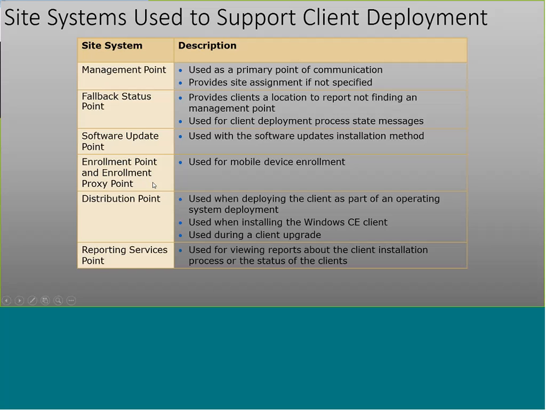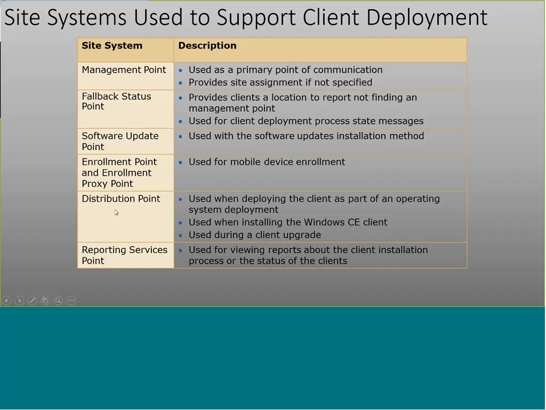Enrollment point and enrollment proxy point are used for mobile device enrollment. Really, guys, if you are enthusiastic, go for something: try to discover your mobile device on SCCM. That would be cool. Anyway, the distribution point is used when deploying the client as a part of an operating system deployment, when installing the Windows client, and during a client upgrade. So distribution point is actually the software deployment point, but all these things are also done with that. Mainly all the software and packages and clients.